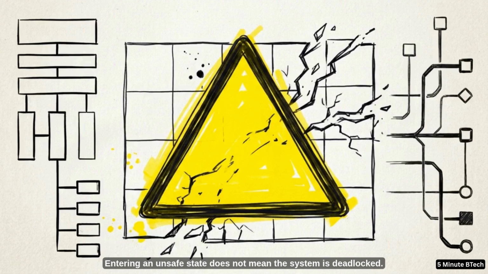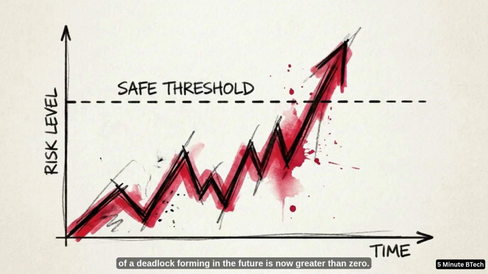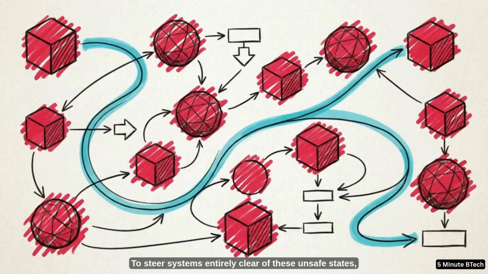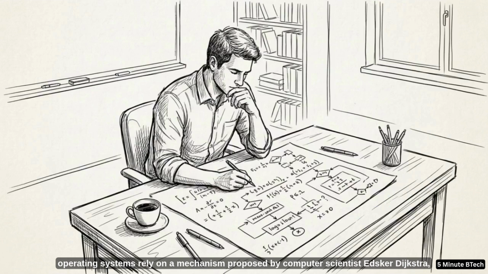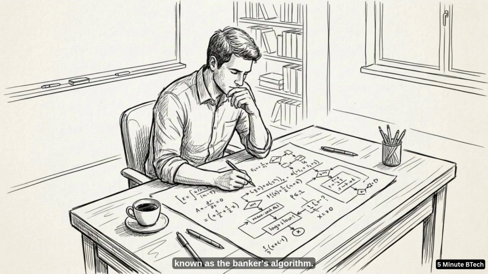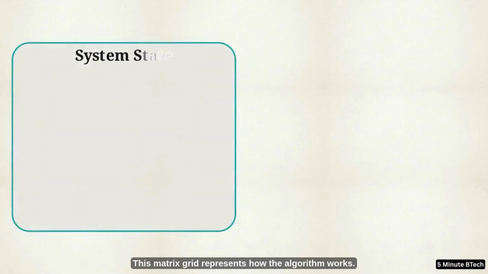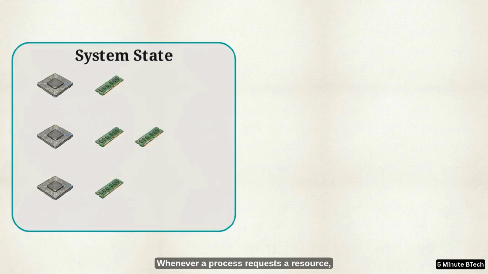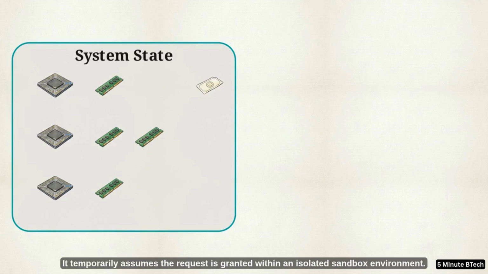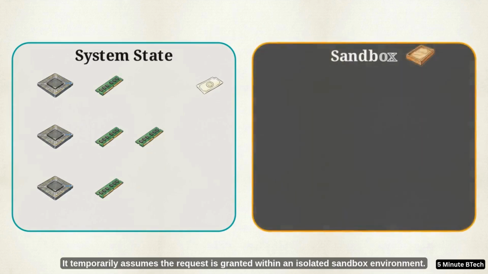Entering an unsafe state does not mean the system is deadlocked. It simply means the mathematical probability of a deadlock forming in the future is now greater than 0. To steer systems entirely clear of these unsafe states, operating systems rely on a mechanism proposed by computer scientist Edsger Dijkstra, known as the banker's algorithm. This matrix grid represents how the algorithm works. Whenever a process requests a resource, the OS doesn't hand it over immediately. It temporarily assumes the request is granted within an isolated sandbox environment.